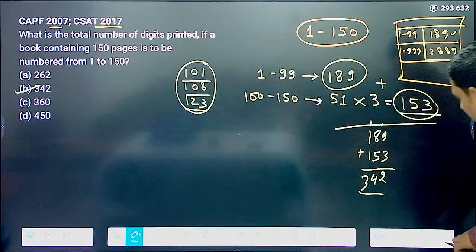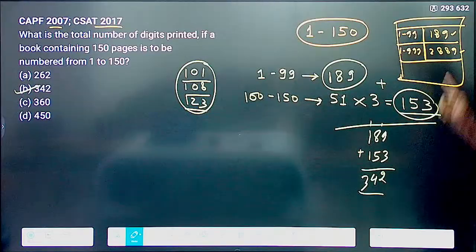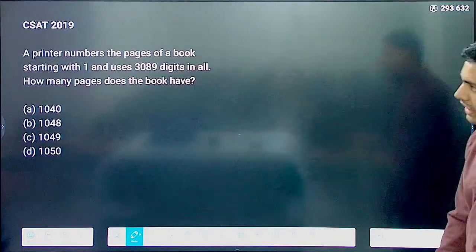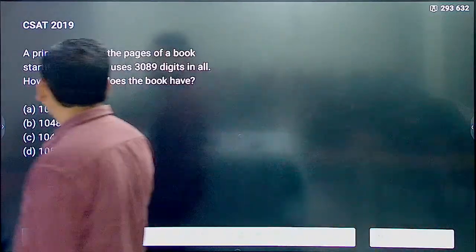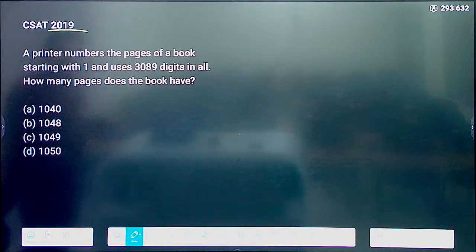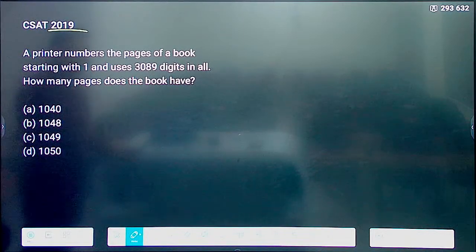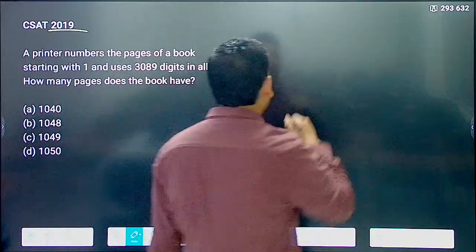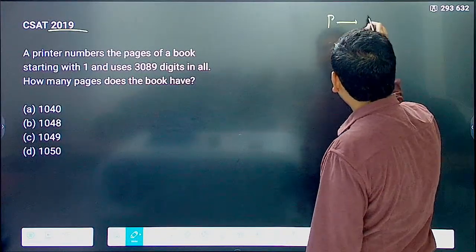Then let's do the next one. Just these two numbers you have to remember, 189 and 2889. Now see this: a printer numbers the pages of a book starting with 1 and uses 3089 digits in all. How many pages does the book have? So now, what you did before was pages to digits.